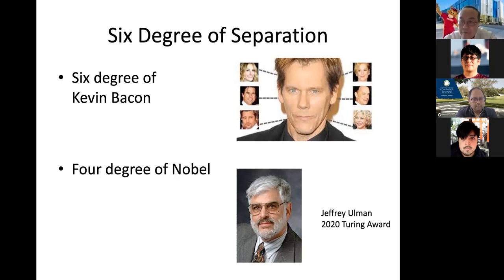Alfred Nobel, the Swedish guy. Here we have Jeffrey Ullman, who recently got his Nobel Prize in computer science, which we call the Turing Award, in 2020. Actually, he is my advisor's advisor. Which means if you work with me, then you are four degrees away from the Nobel Prize. Isn't that exciting? Of course, this is just my own sense of humor.